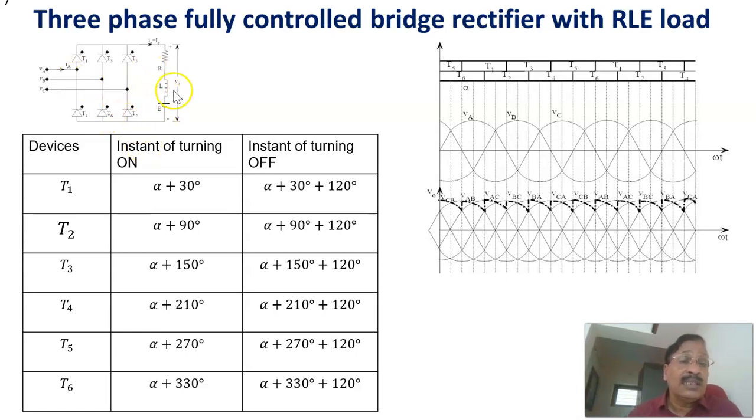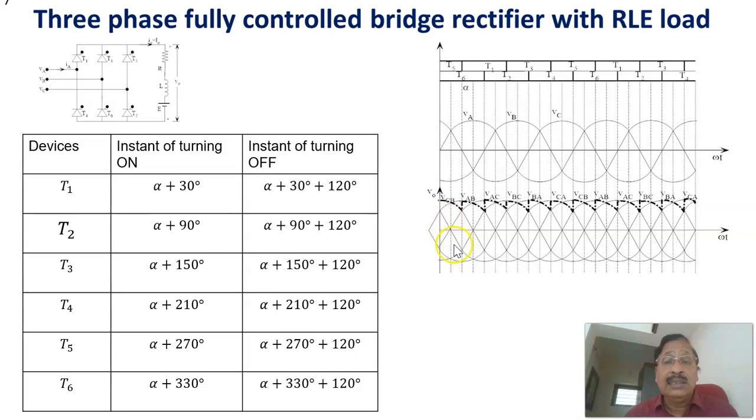Now, if this is connected to some other phase, like T1 and T6 here, this will be connected to phase A and this to phase B, so the voltage here will become VAB. That is what is shown here, VAB and VAC. Therefore, depending upon the thyristors conducting from the positive group and negative group, the voltage changes. What is marked here is the voltage available across the RLE load.